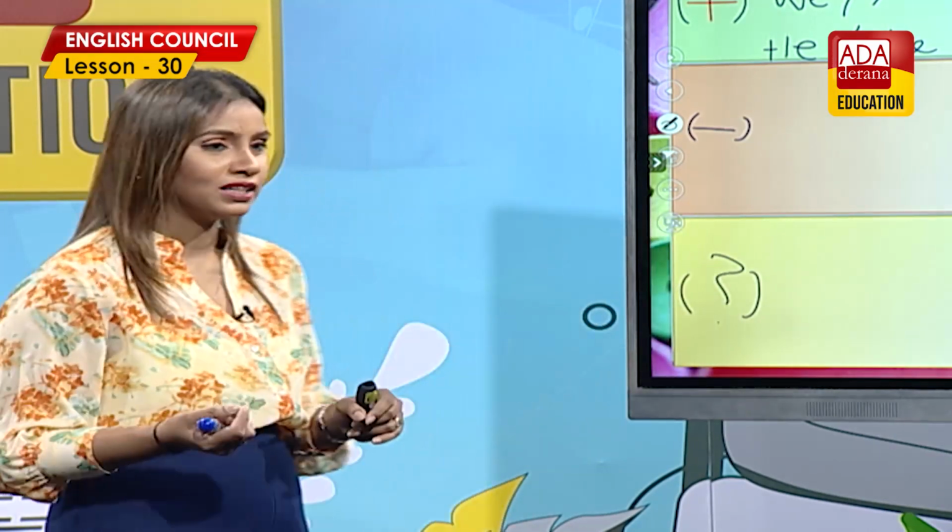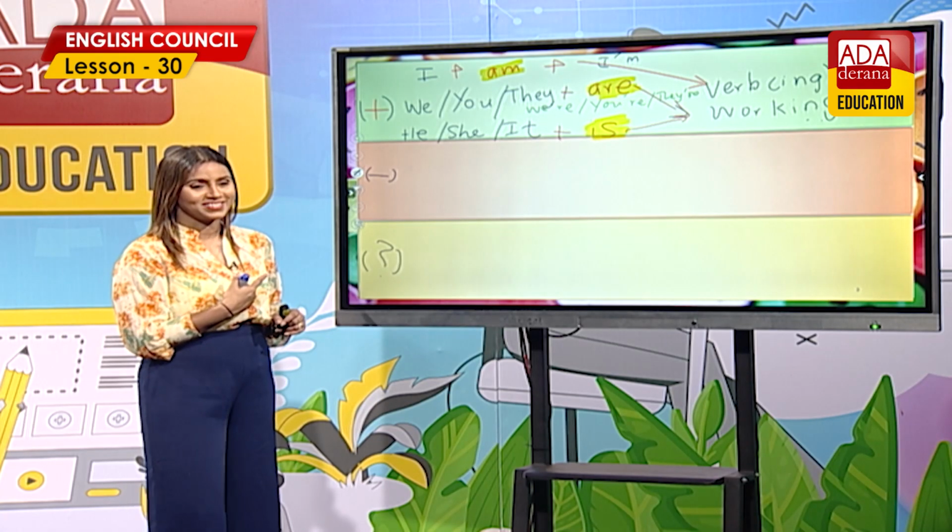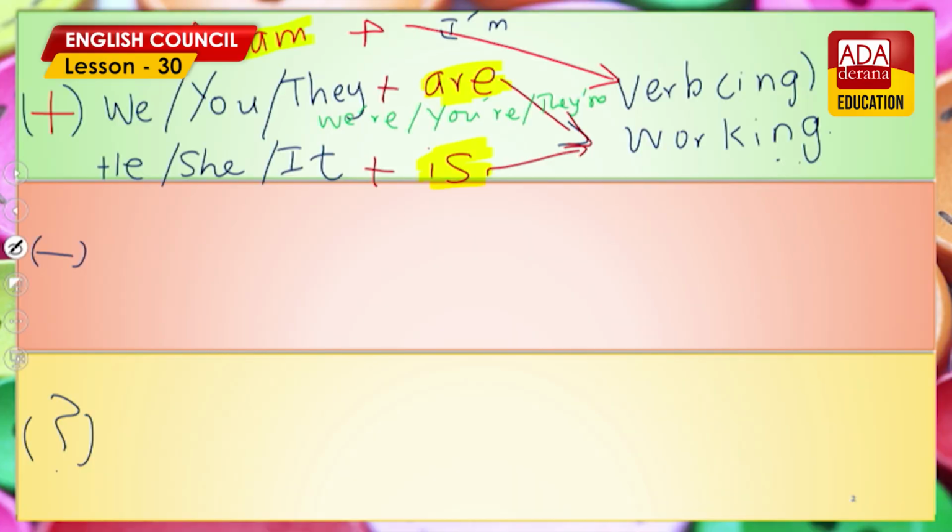So yes, look at the screen. Now I'm in the green box. Not the green box, the red box. Okay. Let's give them the screen please. Right. Now similarly you have the subjects I, we, you, they, and he, she, it, right?